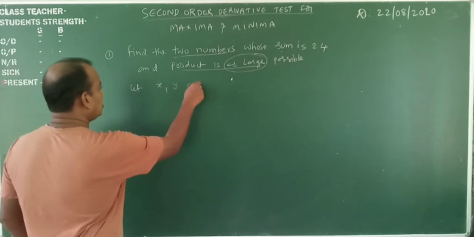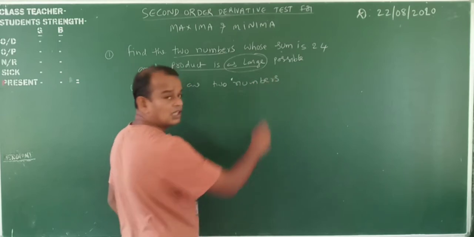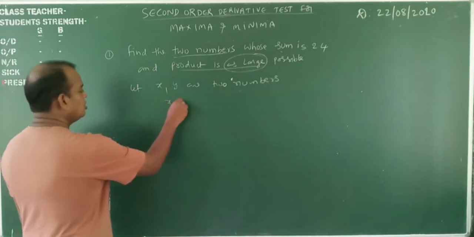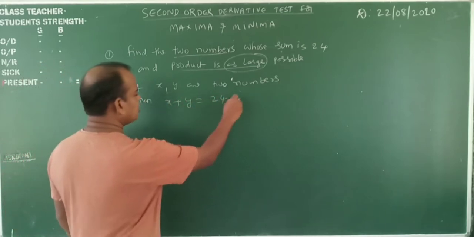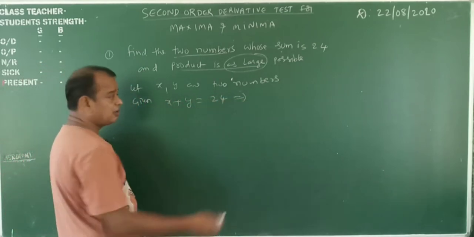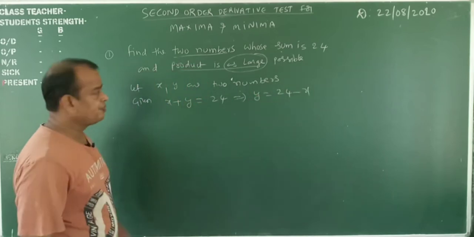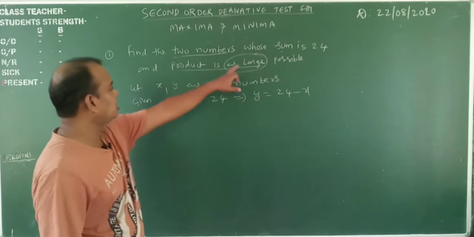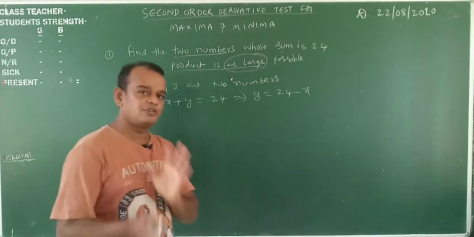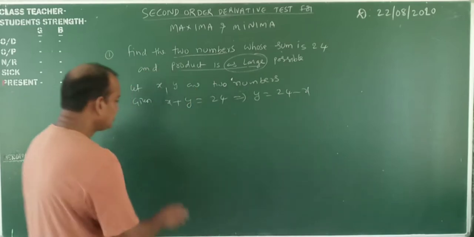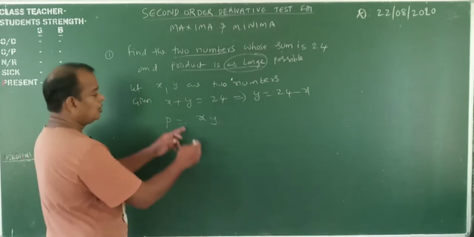Solution. x comma y are the two numbers. Now, what is given? x plus y is equal to 24. From this we will find the x value or y value. y is equal to 24 minus x. What is the function here? The product is large, so we take that as the function, the one which is maximum or minimum. Here p is equal to x into y. Product, function is equal to xy.